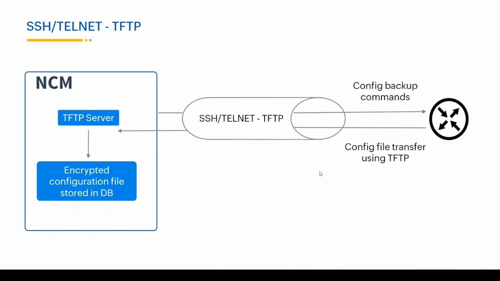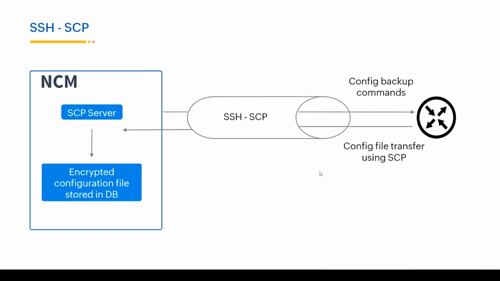Now let's take a look at the SCP server. Similar to the TFTP method, NCM has an SCP server. Here, the configuration file transfer is done using SCP. The file is transferred to the SCP server, encrypted, and then stored in the Network Configuration Manager's database.